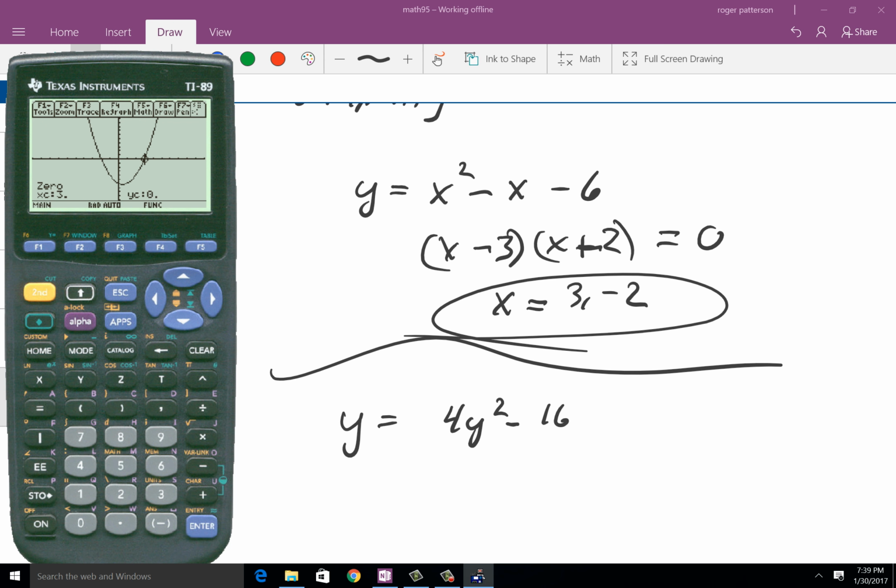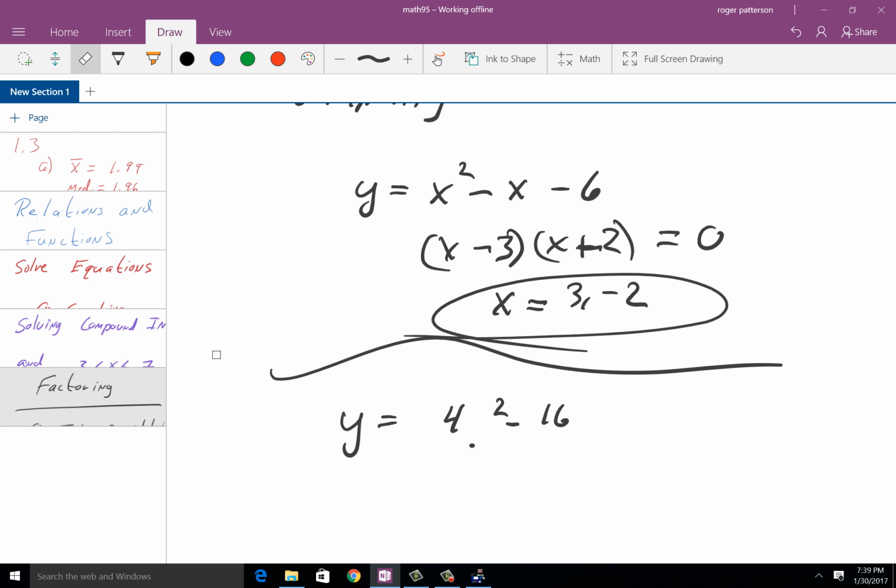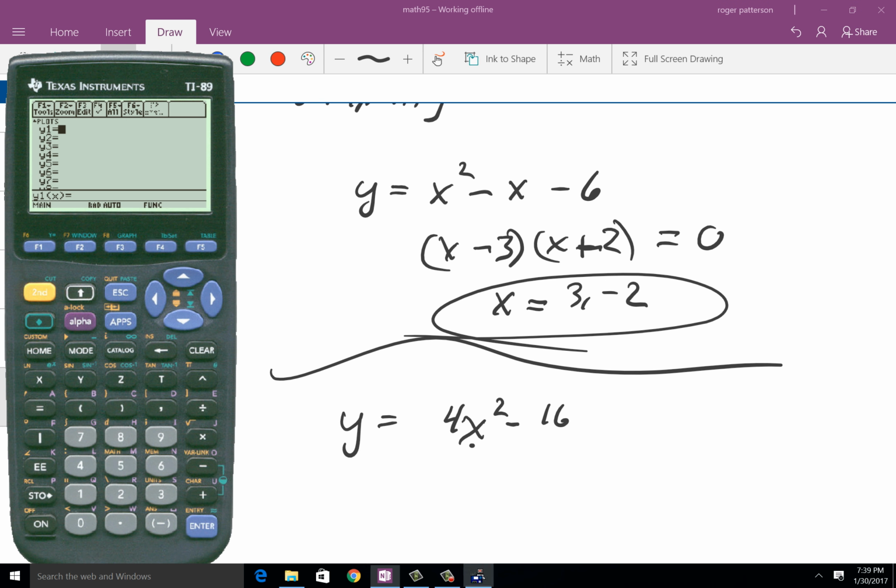All right. So let's go and do this one now. Oh, diamond y equals, there it is. So I'm going to get rid of this guy and put this in. I don't know why I put a y squared there. There we go. So 4x squared minus 16. There. And graph it. And it's a U shape. It's just that you don't see it because you don't have a complete window for it, but it's a U shape.